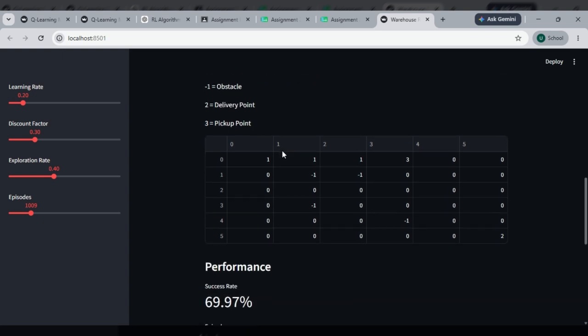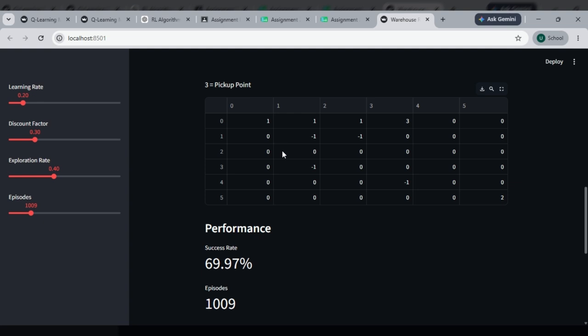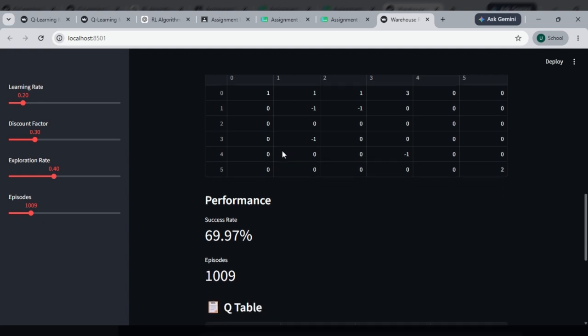Performance analysis. The performance section displays the success rate achieved by the robot. In this experiment, the robot achieved approximately 69.97 percent success. This indicates how often the robot successfully completed the pickup and delivery task during training. By increasing the number of episodes and fine-tuning parameters, the success rate can be further improved.